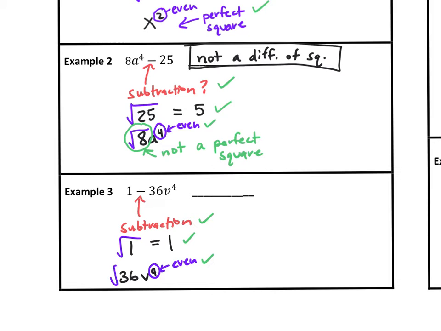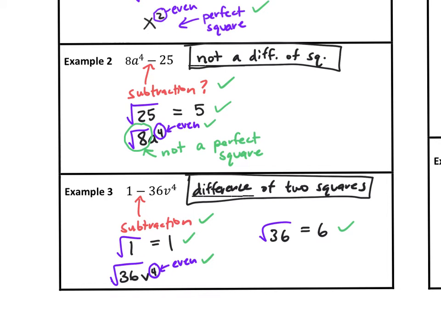Can I take the square root of 36? Actually, let me do that on the side over here. Can I take the square root of 36? Yes. So everything checks off. So that means this is a difference of 2 squares. All right, let's go to the next example.